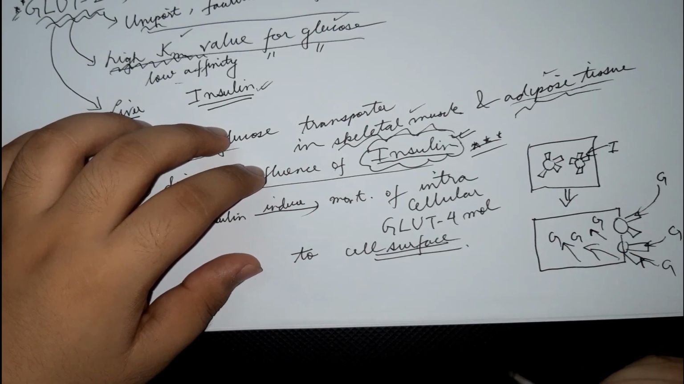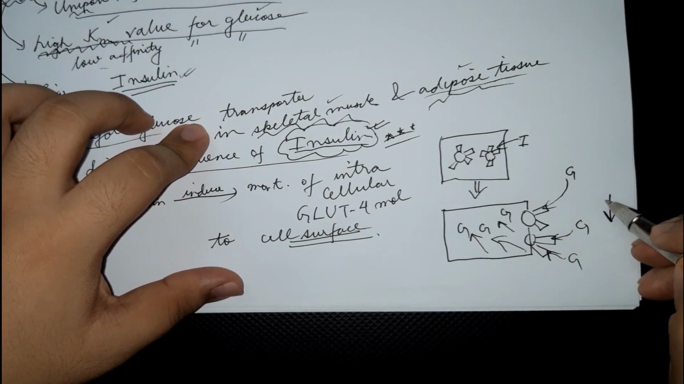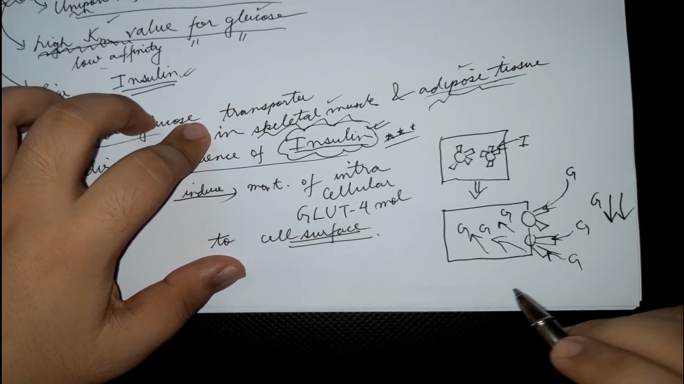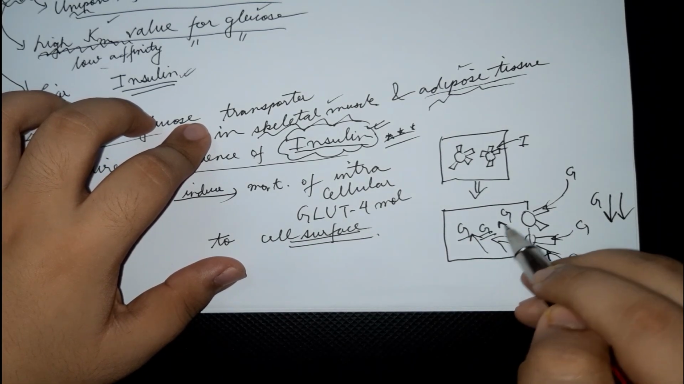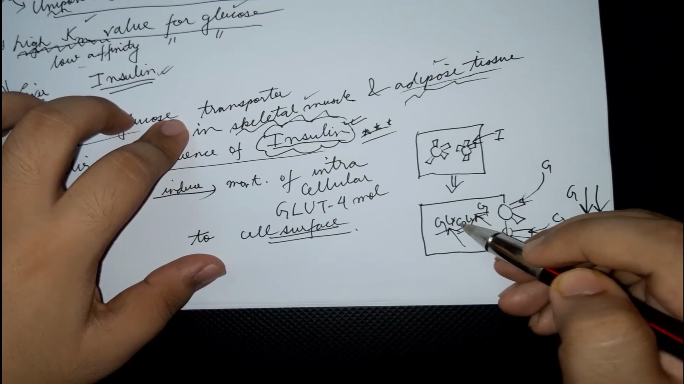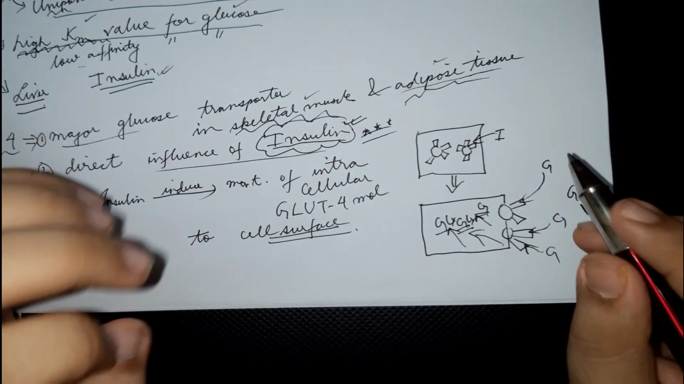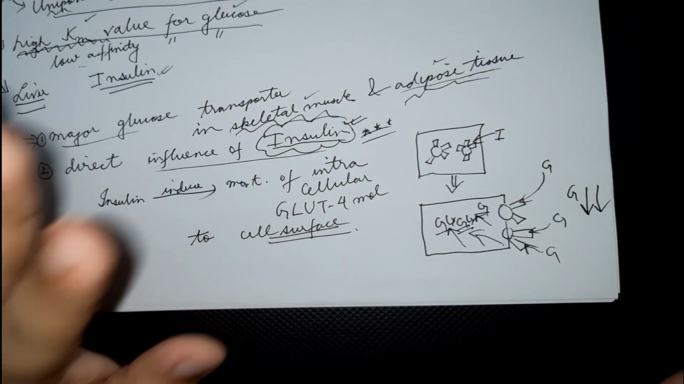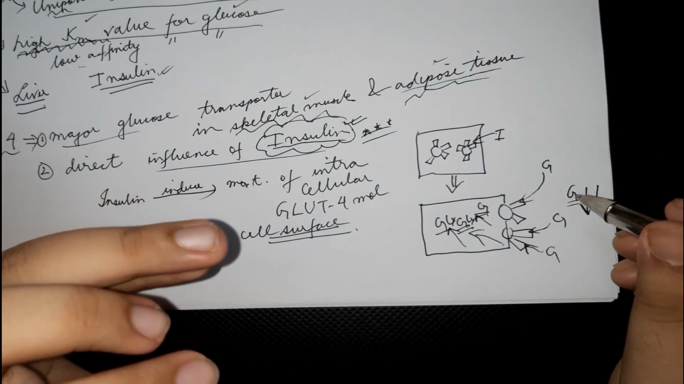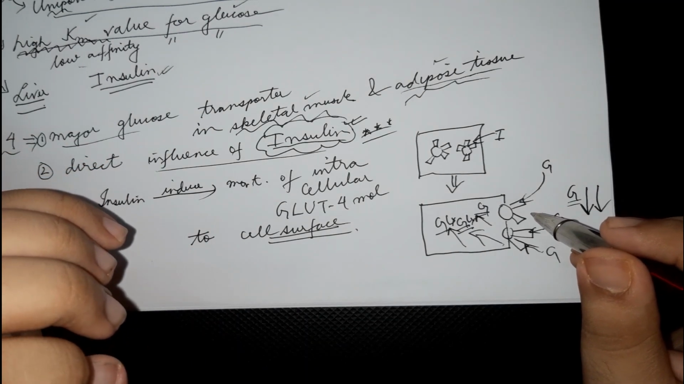Okay, so the extracellular glucose concentration will go down, right? So glucose will be stored in the form of glycogen. Understood? That is how GLUT4 will work under the control of insulin. Okay, so glucose concentration outside the cell will decrease, obviously, right?